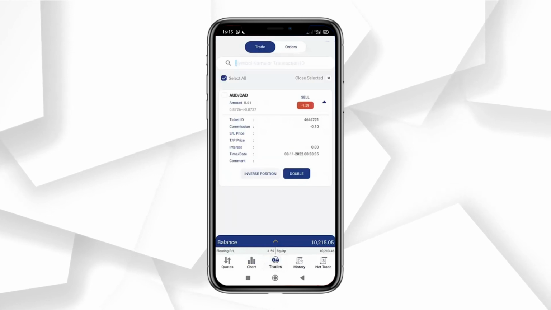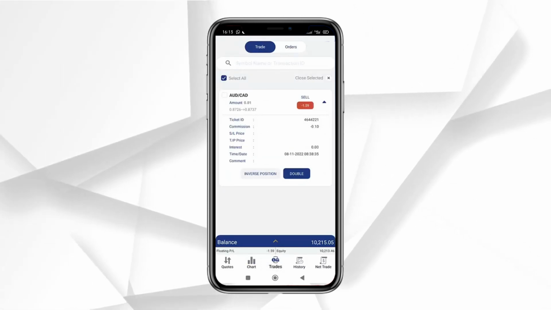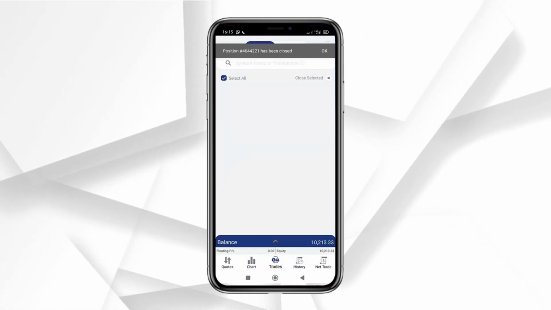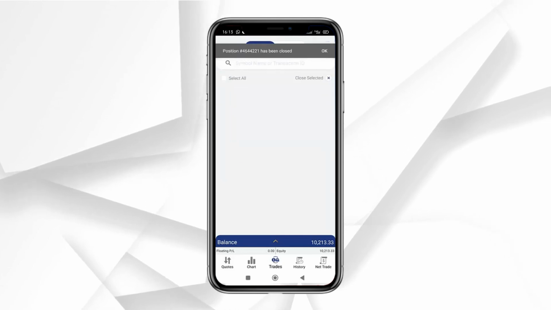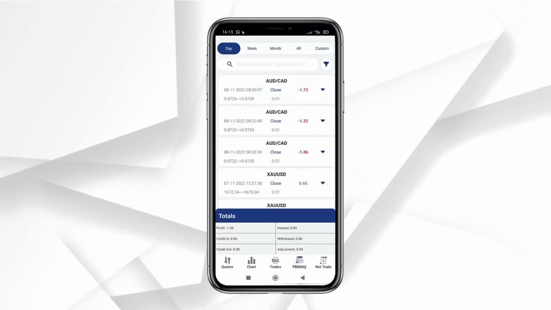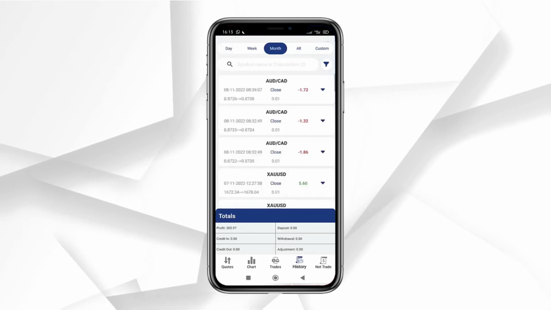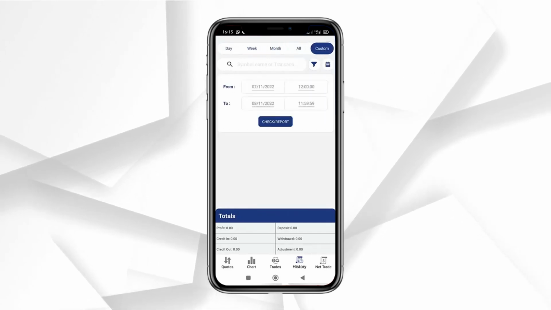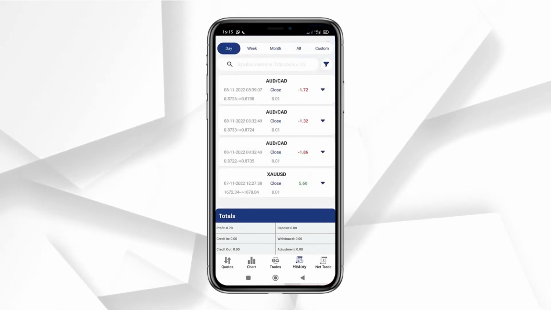Closing a trade is simple. Select it and close it with just one click. Your position is now closed. Next, explore the history section to review your daily, weekly, and monthly credit activities. Customization options are available for a more detailed overview.